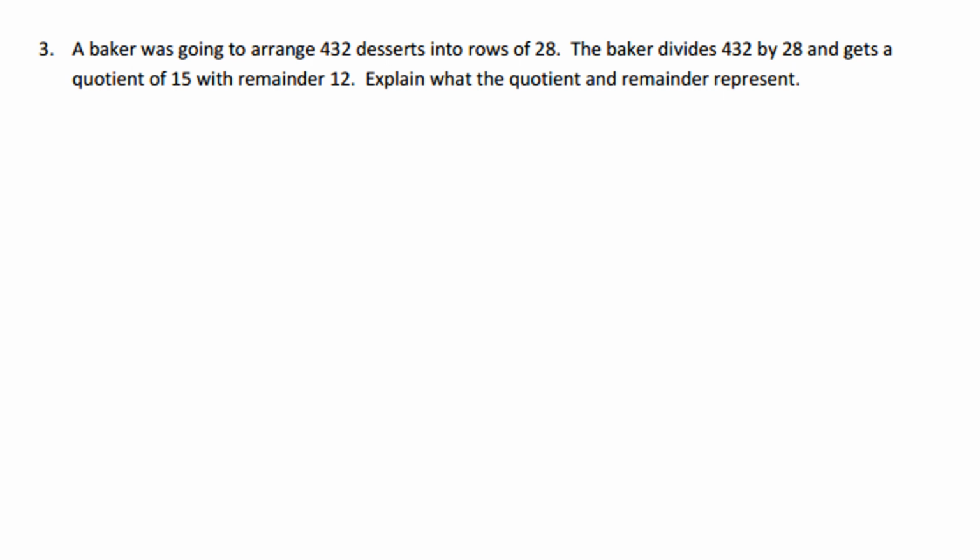A baker was going to arrange 432 desserts into rows of 28. The baker divides 432 by 28 and gets a quotient of 15, remainder 12. Explain what the quotient and the remainder represent. Okay, so let's take a look. Let's do a tape diagram so we can see it.